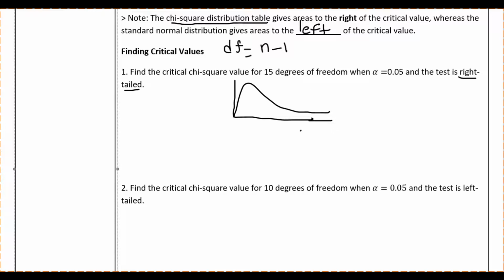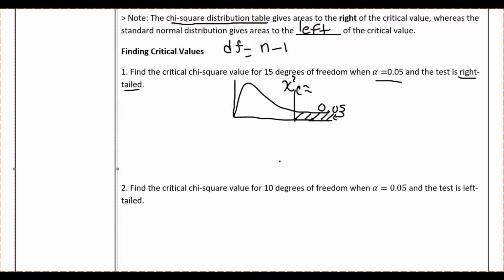So we're already okay as far as the table is concerned, because recall that the table gives us the area to the right. So we need to look up some critical value, so we'll call that chi-square critical, such that the area to the right is 0.05 because we are doing a right-tailed test. So this area right here is alpha, which is 0.05.